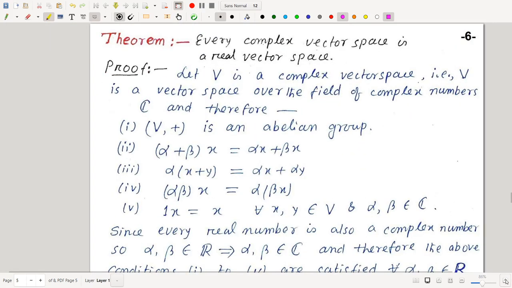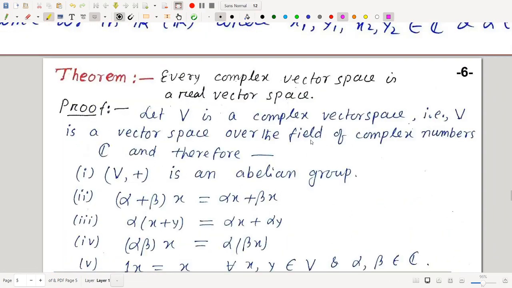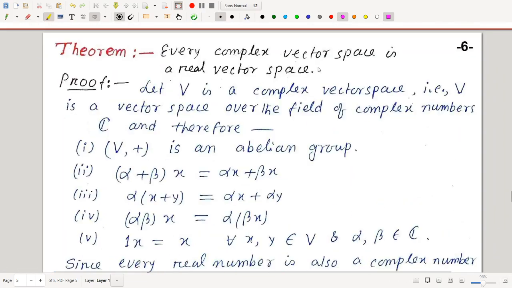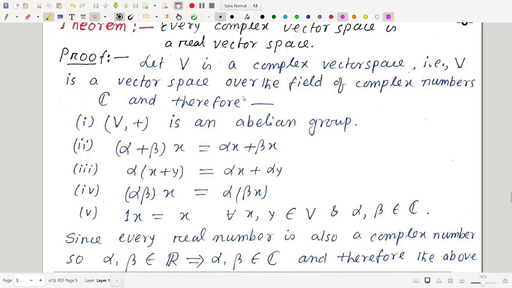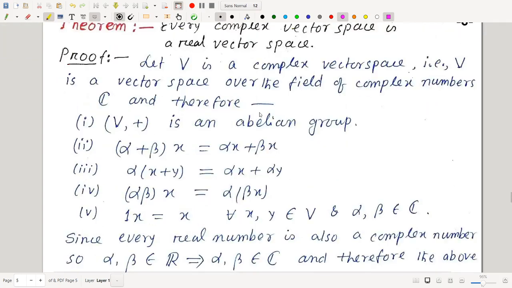Now another theorem. Every complex vector space is a real vector space. Looks odd. Every complex vector space is a real vector space, but this is true. Generally, we know every real number is also a complex number, but here it is every complex vector space is a real vector space. Looks like reversed, but not reversed.